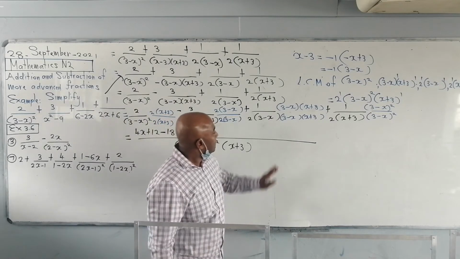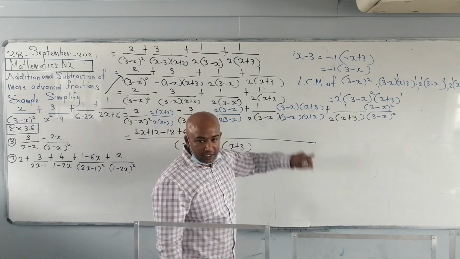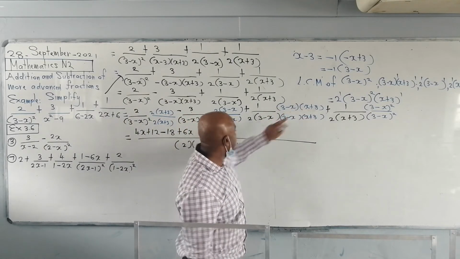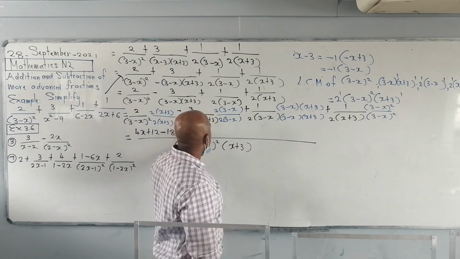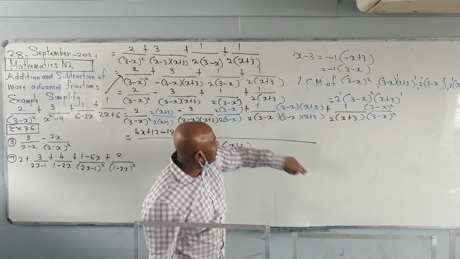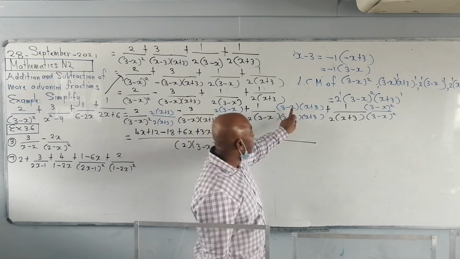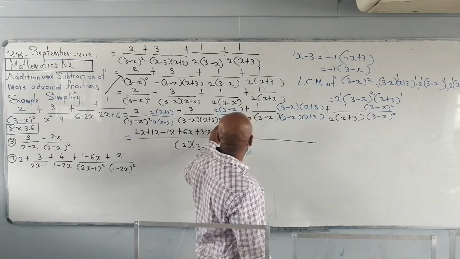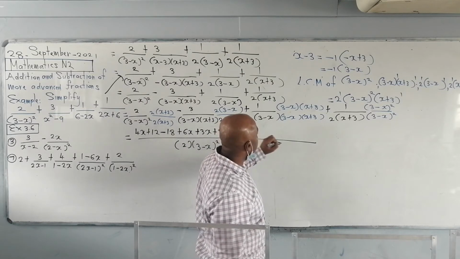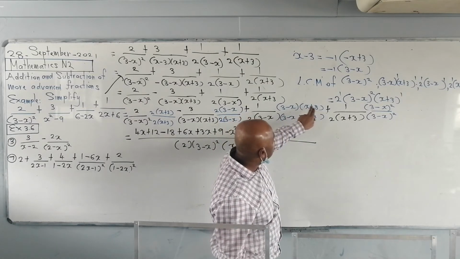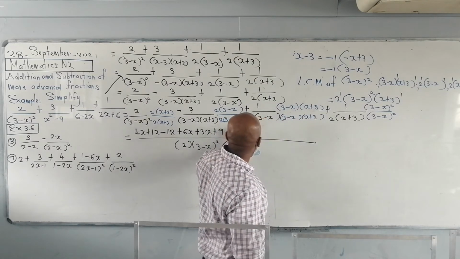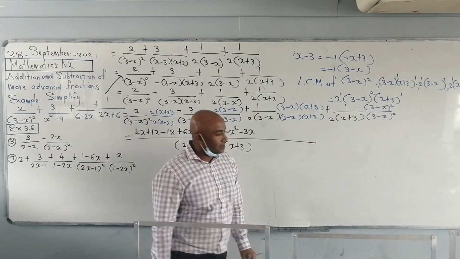Now, let's multiply. We'll do it the long way. So I'm going to go 3 times x, which is 3x. 3 times 3, which is 9. So I'm done with that. Minus x times x is minus x squared. Minus x times 3 is minus 3x.